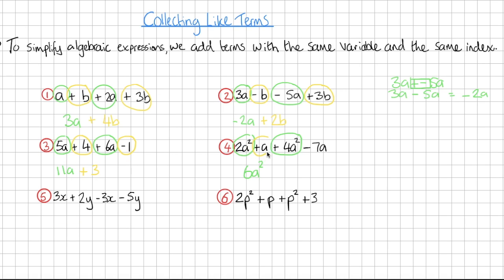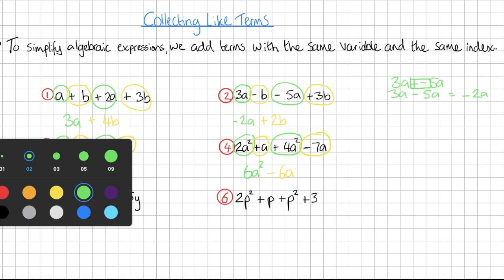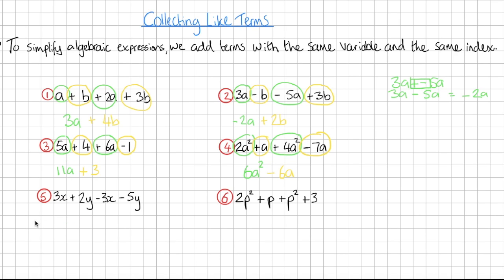So plus A is like a positive 1A, and subtract 7A. If I have 1A and I subtract 7A, I now have negative 6A. So final answer is 6A squared subtract 6A. Okay, next one, we don't always have to use A and B, we can have x, y, or any other letter.